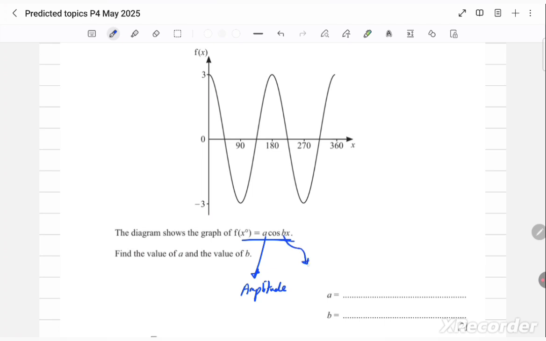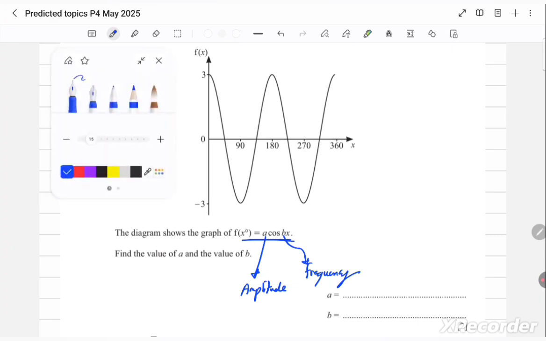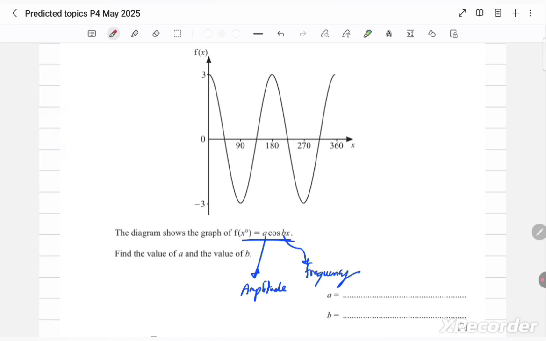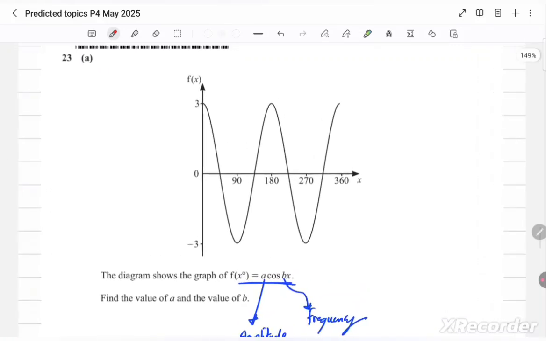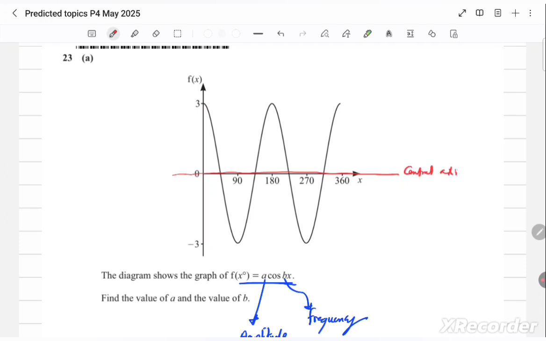B is frequency. Okay, what does it mean, amplitude and frequency? A is amplitude. Amplitude is the distance from the central axis. Okay, we call this one the central axis, from rest to the maximum point or the minimum point, like from here to there also.